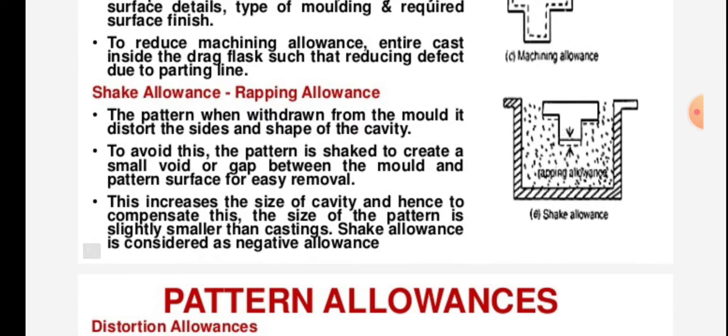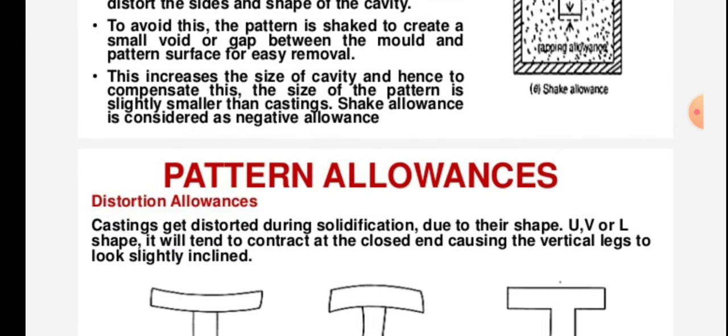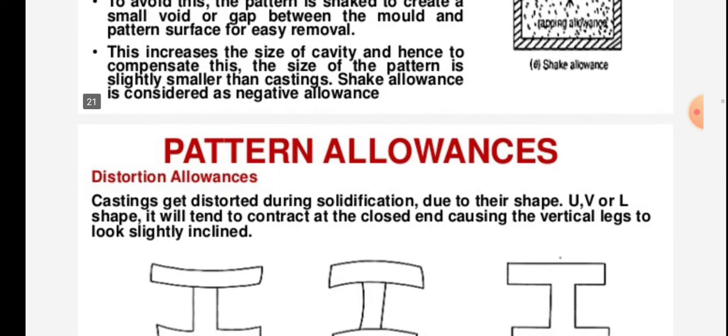Next, after machining allowance, shake allowance, also called rapping allowance. When the pattern is withdrawn from the mold, it distorts the size and shape of the cavity. To avoid this, the pattern is shaken to create a small void or gap between the mold and pattern surface for easy removal. This increases the size of the cavity, and hence to compensate for this, the size of the pattern is made slightly smaller than the casting. Shake allowance is considered a negative allowance.